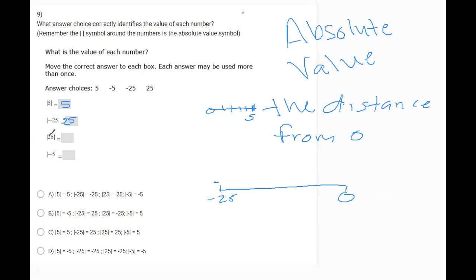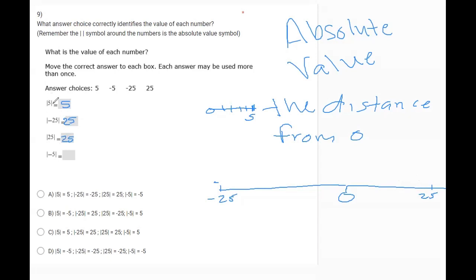So right here, we have the absolute value of 25. Again, this time it's going to the right of zero, and that's going to be 25 on this side. It's 25 spaces to the right, which means the absolute value of a positive 25 is still a positive 25. So notice, the absolute value of negative 25 is 25. The absolute value of 25 is 25.